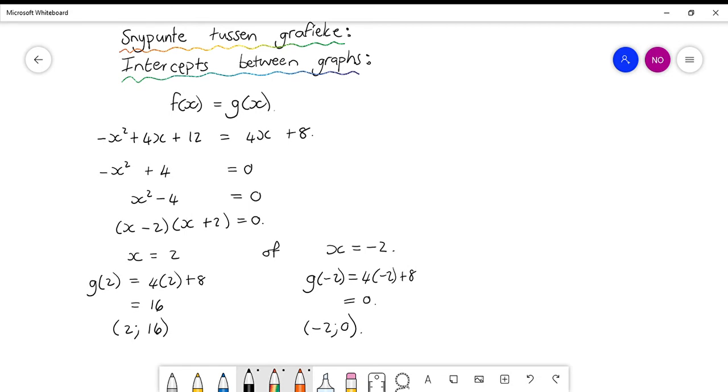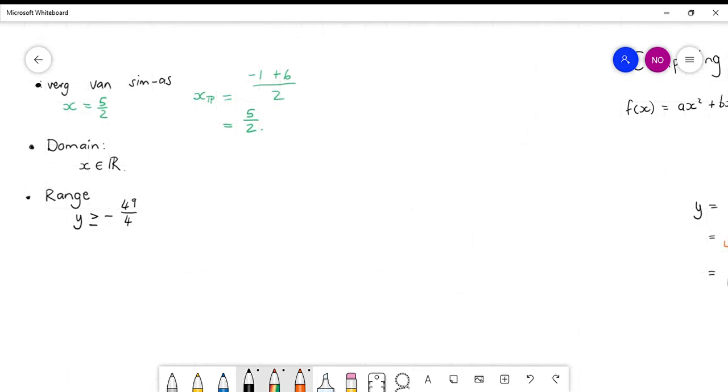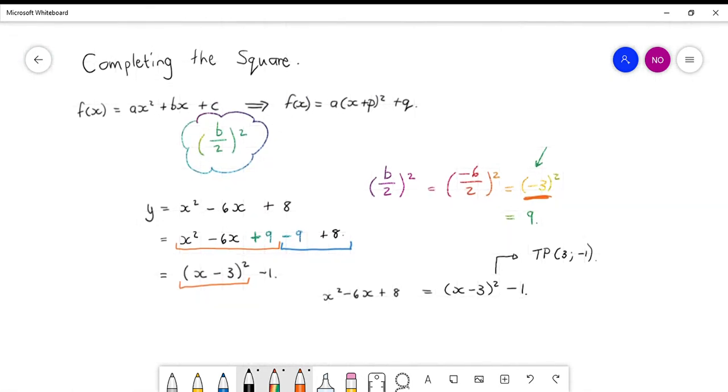Okay? So, maar wat belangrik is wat julle moet sien is die plek waar twee grafieke mekaar sny. If they intercept one another, it means that at that point, they are equal to one another. So to find those points, you just set the two graphs equal to one another and you solve for x and for y. And that gives you the coordinates. Okay, maar ons gaan weer later in hom inkom. And then we move on to completing the square.